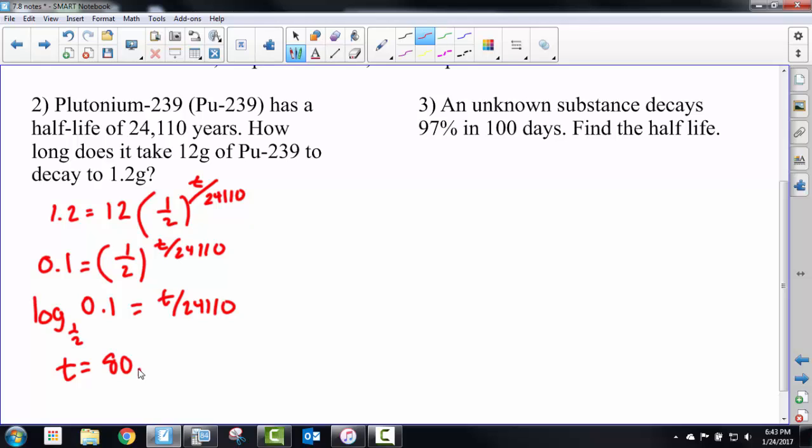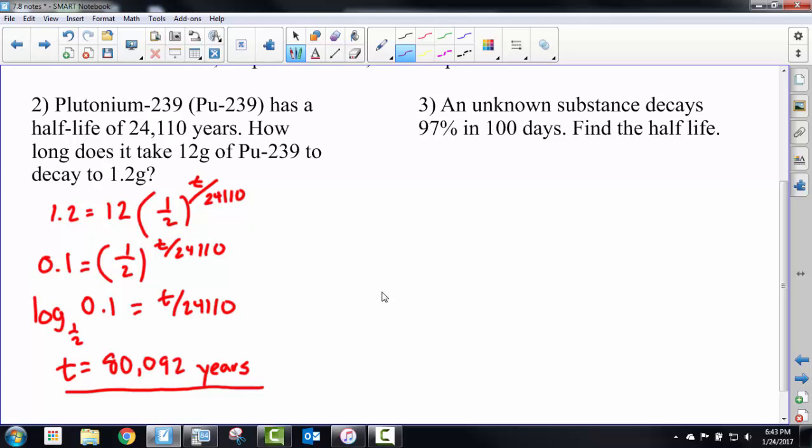If I go to the nearest year, which is a little bit suspect to go that accurate, but we'll go with it. So it's a little over 80,000 years. Again, to go to the nearest year or tenth of a year or something like that's probably not the best approach, but it's somewhere around 80,000 years.